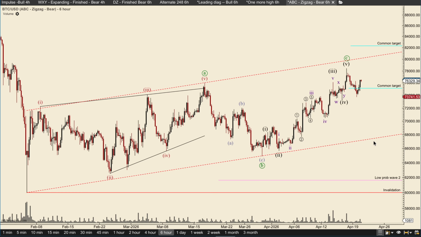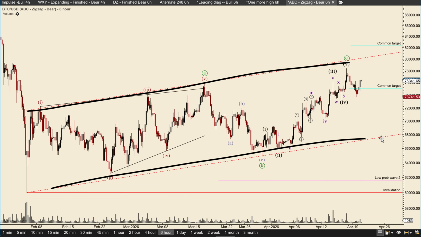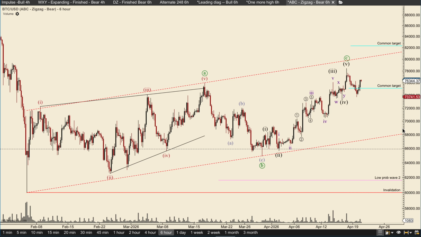And also here, we hit the common target for a wave C. It's not the highest probability target. This is a higher probability for a wave C. And I have here a channel, because a zigzag is very commonly contained within a channel. An impulse is breaking out of this channel with an increased amount of volume.